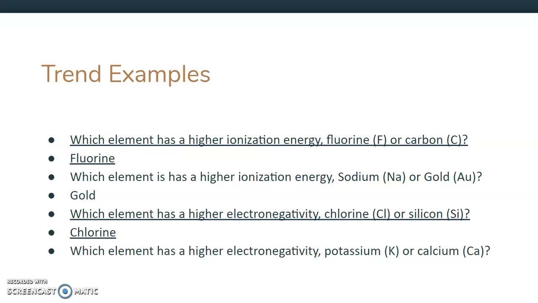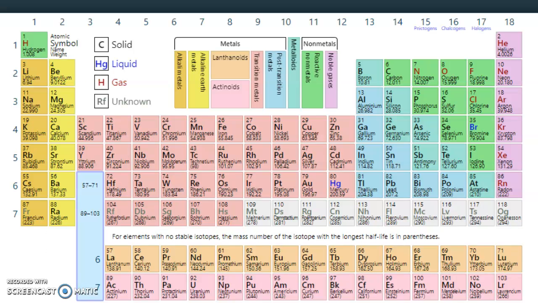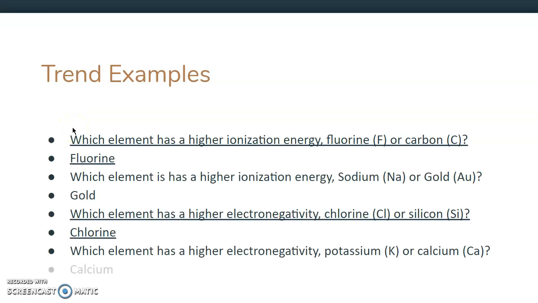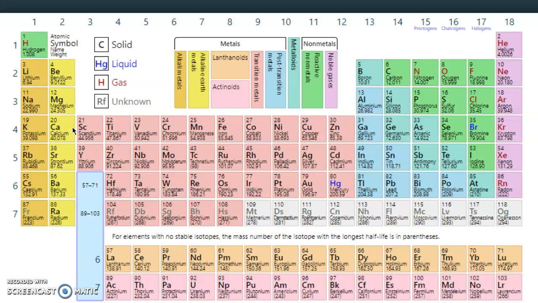And then we have the same question: which has a higher electronegativity, potassium or calcium? So let's go find those on our table. We have potassium over here and calcium right next to it, more to the right. Calcium's farther to the right, so it would have a higher electronegativity.